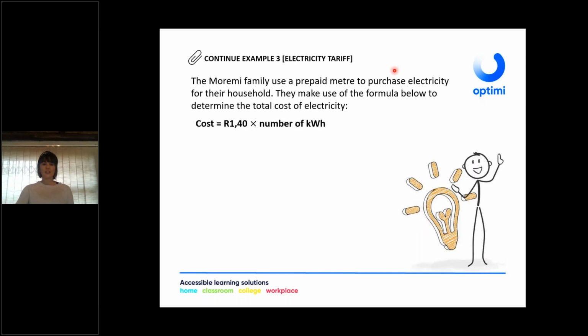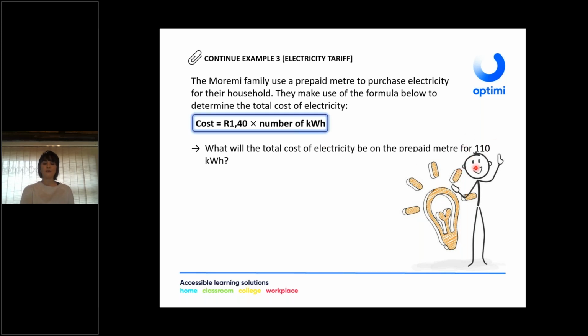Now let us continue with the third example. The question statement reads: the Moremi family use a prepaid meter to purchase electricity for their household. They make use of the formula below to determine the total cost of electricity. Very important, the Moremi family purchase electricity before they can use it, and they determine the cost by using the given formula. The first question reads: what will the total cost of electricity be on the prepaid meter for 110 kilowatts? They wish to purchase 110 kilowatts, and they will be making use of the formula given to us. You only need to understand how to substitute the values provided into this given formula.